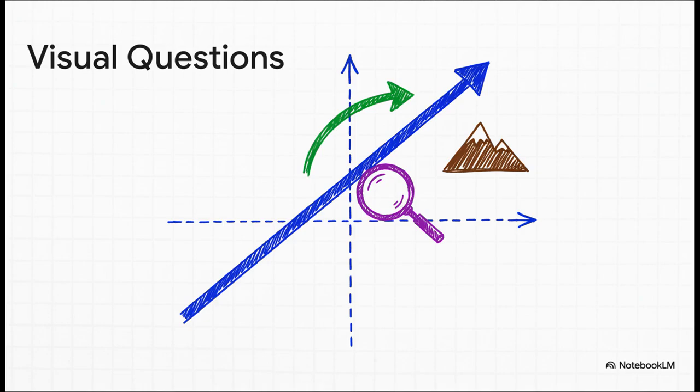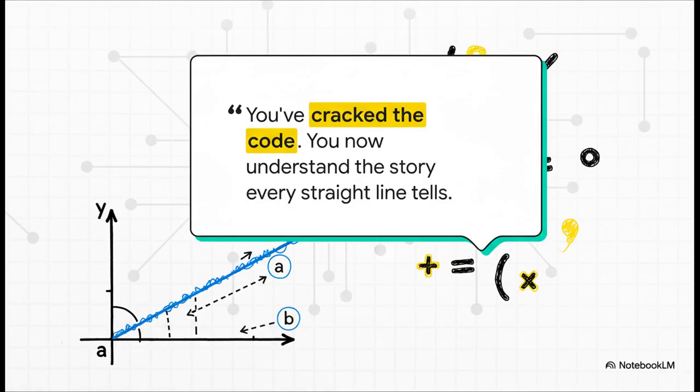First, just look at the direction. Is it going up or down? That tells you right away if a is positive or negative. Next, where does it cross that vertical y-axis? That's your b. Then check out the steepness. Is it a really steep climb or more of a gentle slope? That tells you if a is a big number or a small one. You can even find specific points. Just pick a number on the x-axis, go up to the line, and see where you land on the y-axis. And really, that's all there is to it.